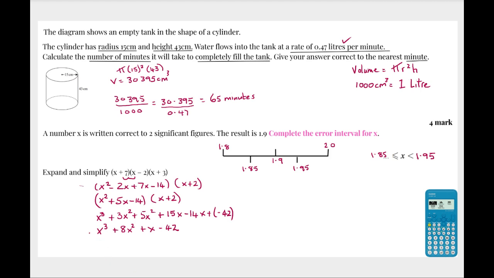There's your answer. So don't be frightened by these questions. Just work on these two first and get them simplified down, and then it's easier to solve the question.